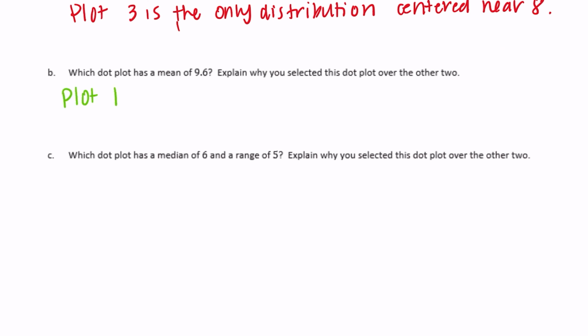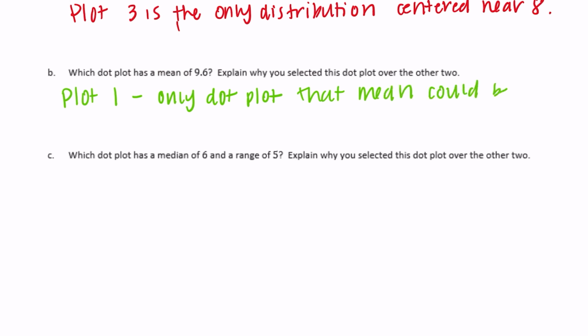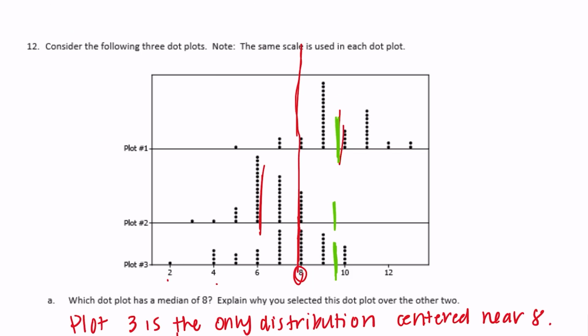So plot 1 is the only dot plot that the mean could be as high as 9 6/10. And C, which dot plot has a median of 6 and a range of 5? Explain why you selected this. So median of 6 and range of 5. Let's go purple.